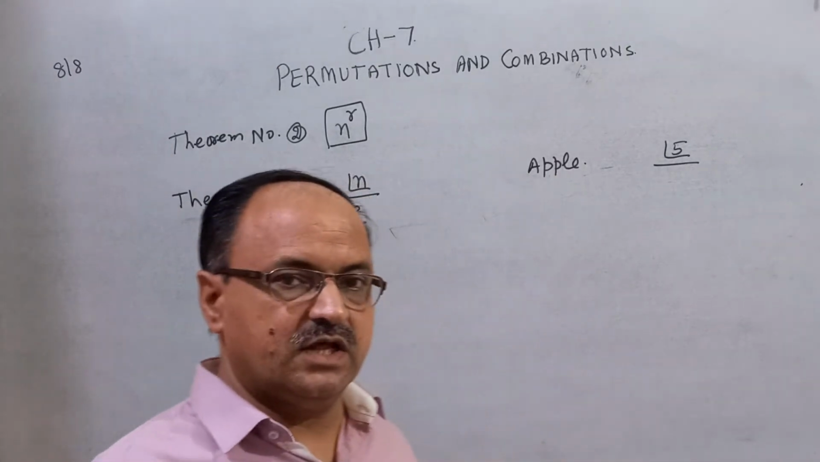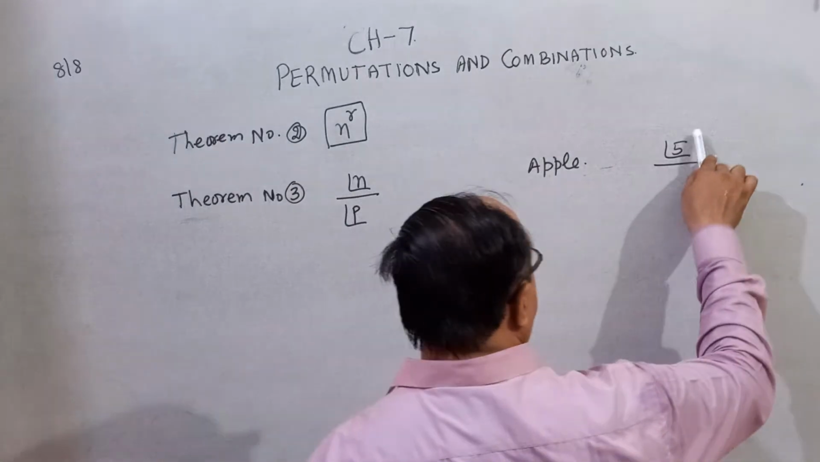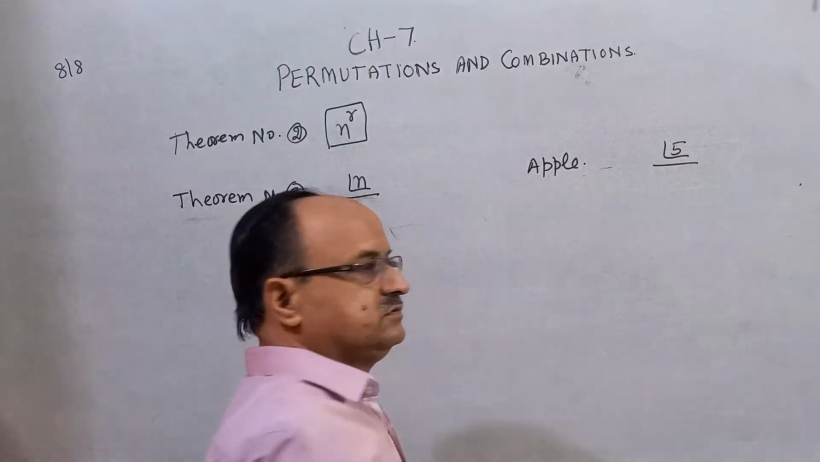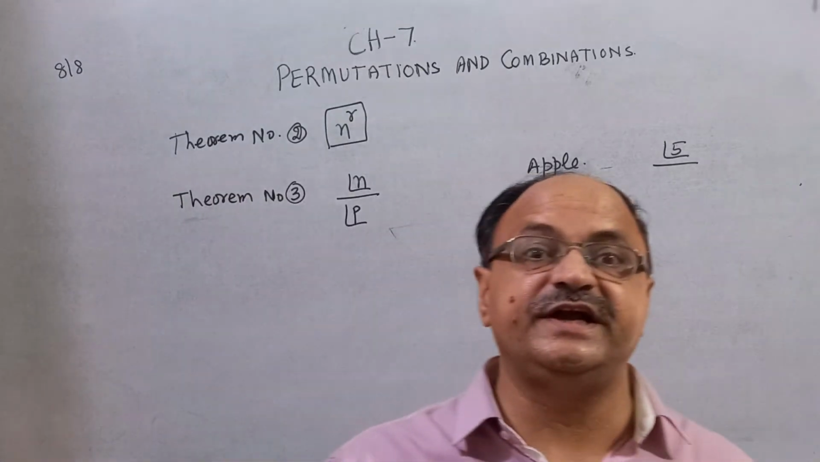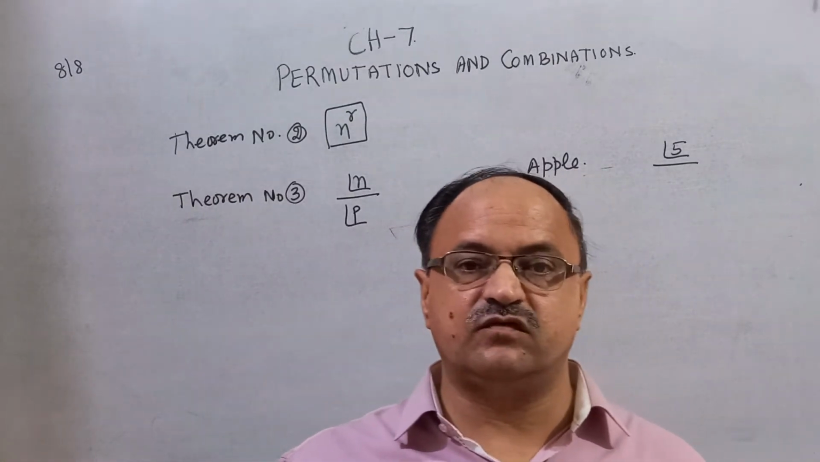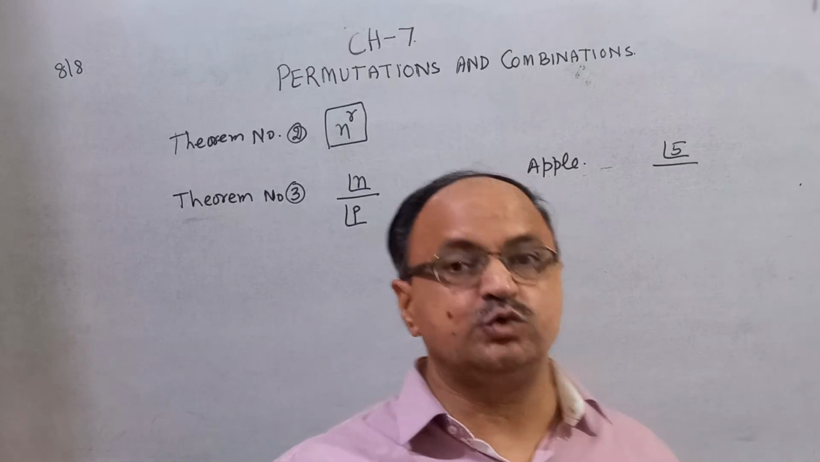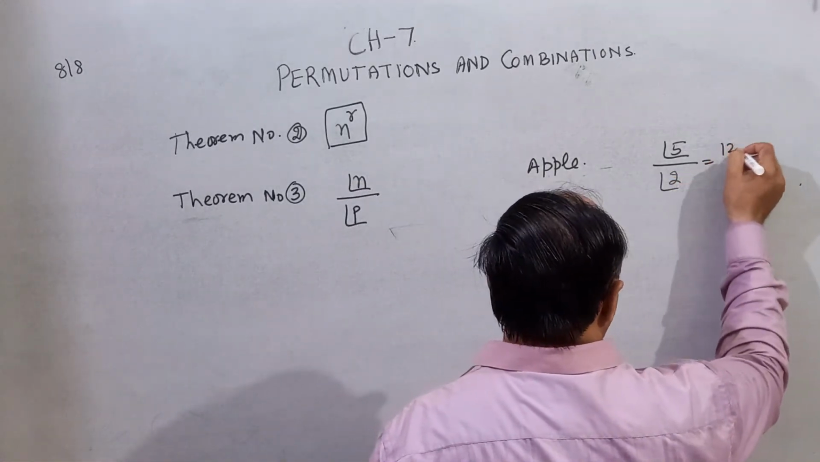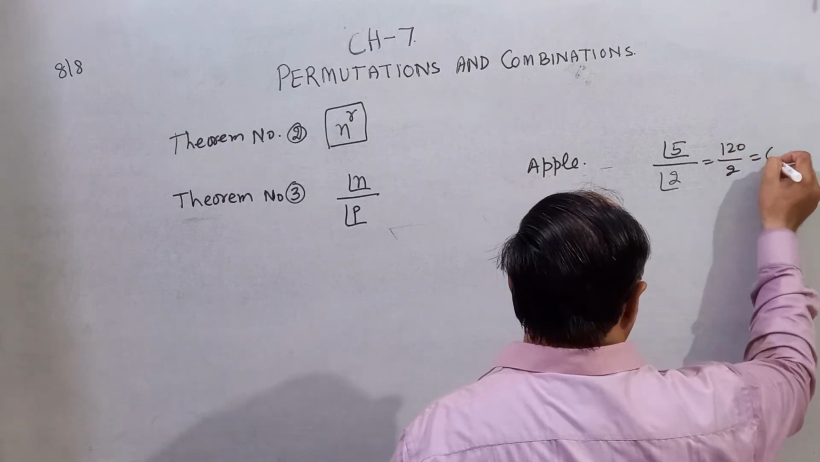Total letters you can write in the numerator, and in the denominator write those letters which are repeated in this word. P is repeated 2 times, so you can write here 2 factorial. That is 120 by 2, that is 60.